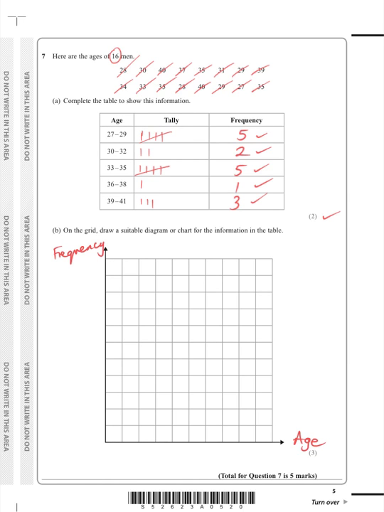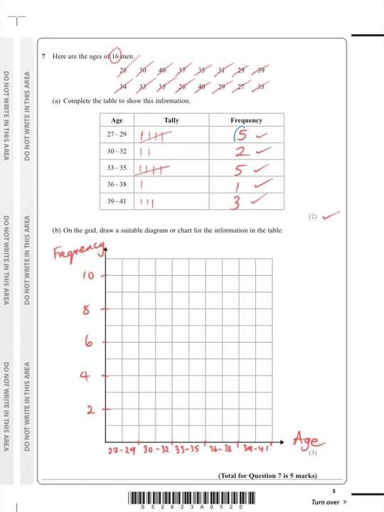We'll do the frequency scale first. So we'll probably go up in 2s here: 2, 4, 6, 8 and 10. I'll then label the age axis as shown, and I would just do the labels here. And then I'd make sure that when I do the bars, so let's start doing them.